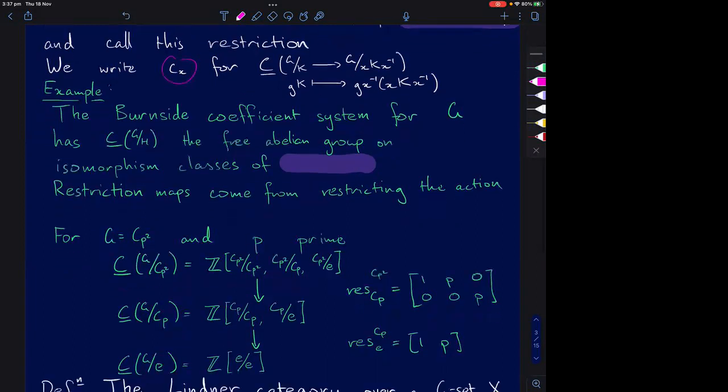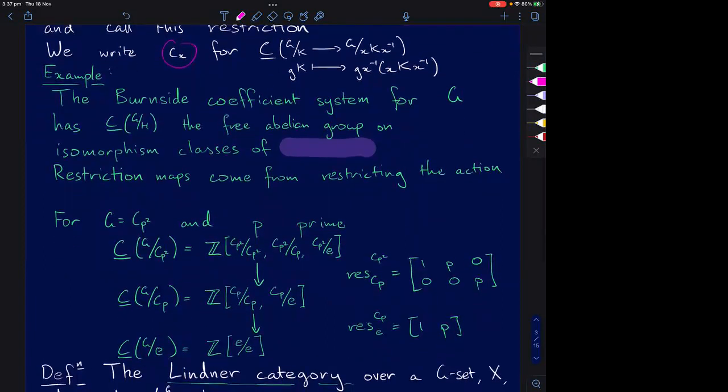All right, but first, now we have an example of a coefficient system, the Burnside coefficient system. So I should have said at the start, but I didn't because I'm flustered, that we should fix some finite group G. So this is only for finite groups. Some of this equivariant stuff translates over to compact Lie groups or pro-finite groups. I don't know much about that story.